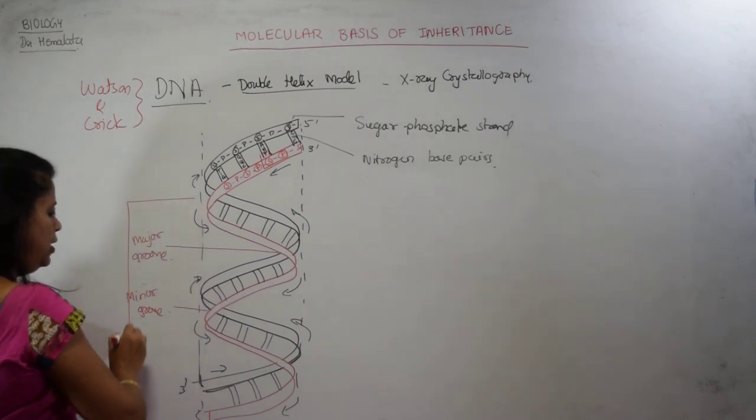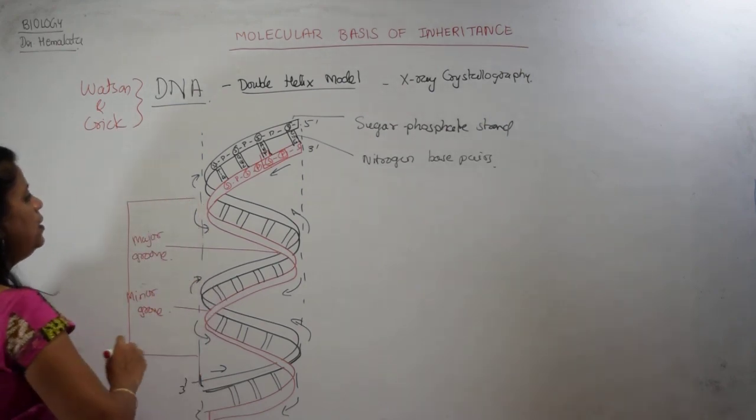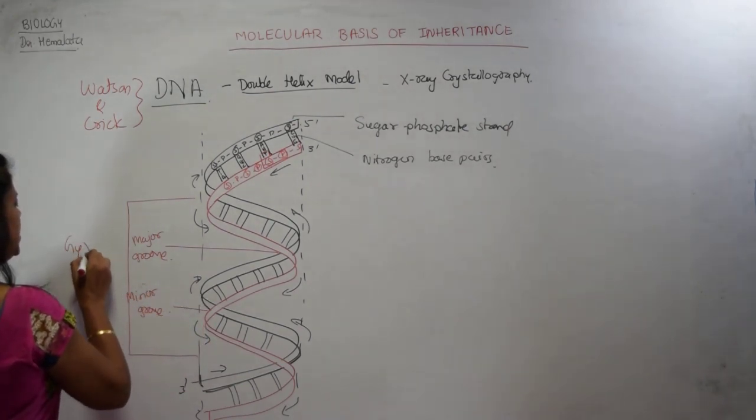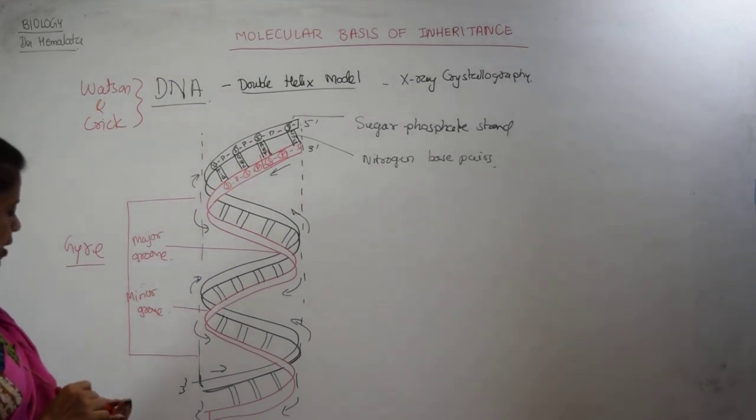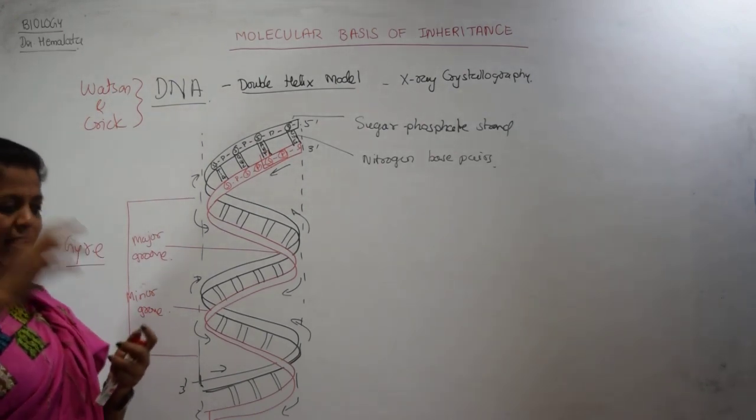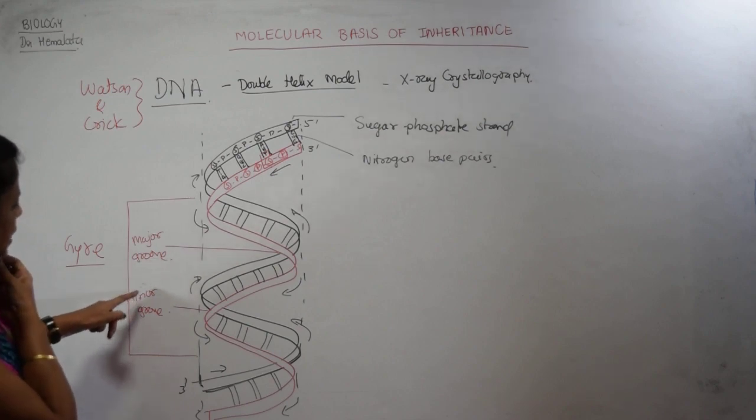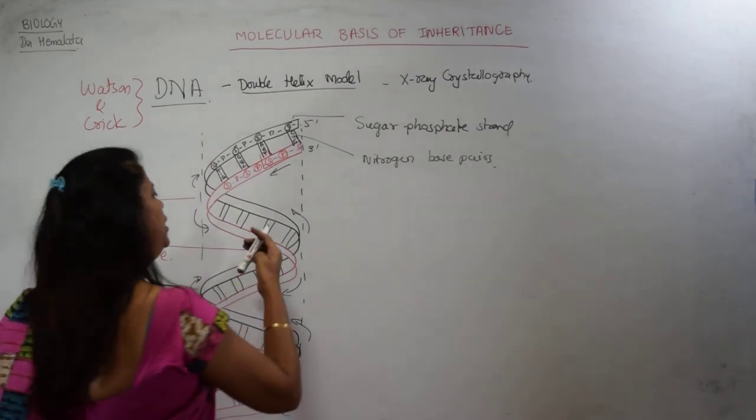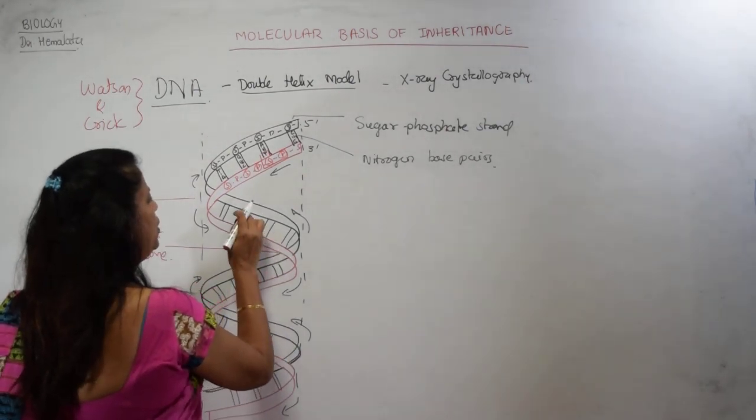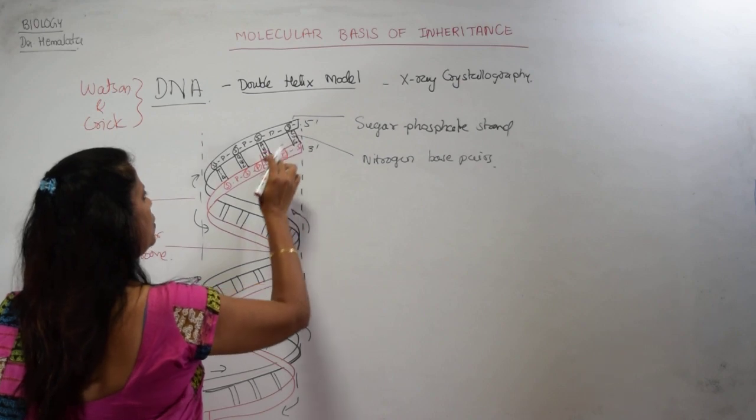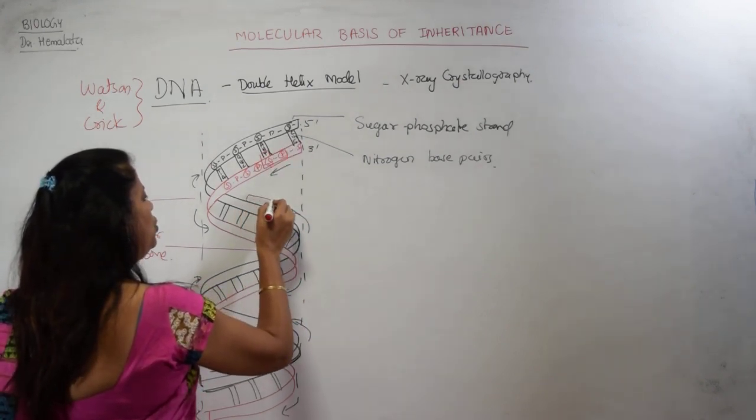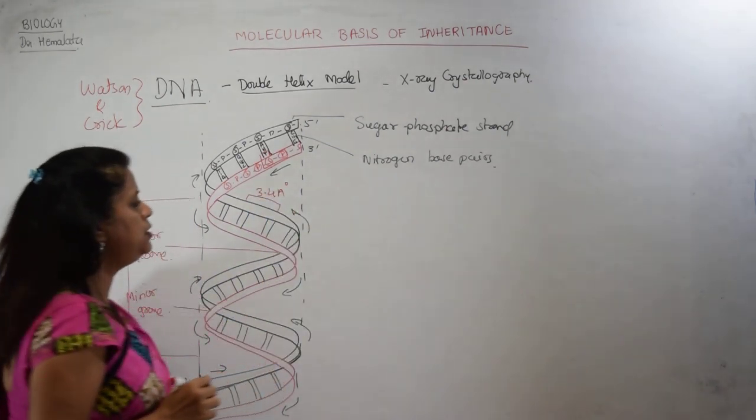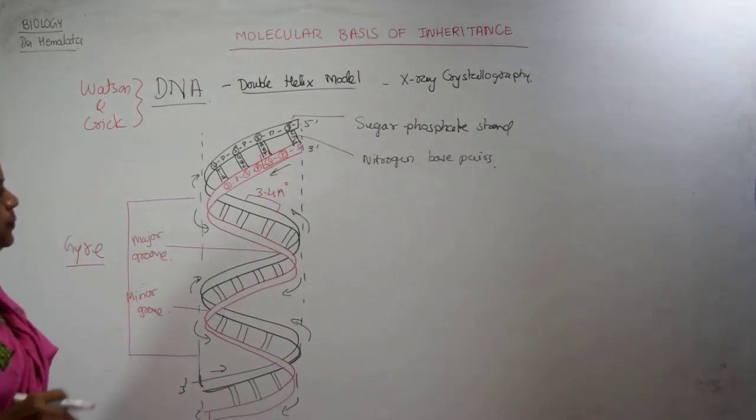So from here till here, it is one complete turn of double-stranded DNA. We call this a gyre. A gyre is nothing but the complete turn of double-stranded DNA, having one major and one minor groove. Okay? Then, the distance between the nucleotides. See, this is one nucleotide, another nucleotide, another nucleotide. The distance between these two nucleotides is always 3.4 angstroms.